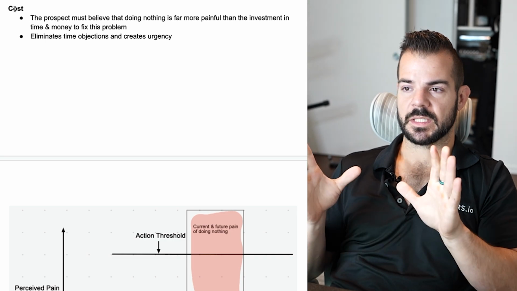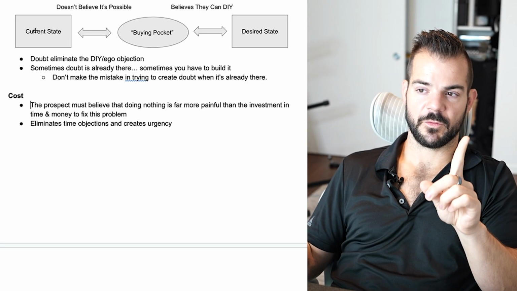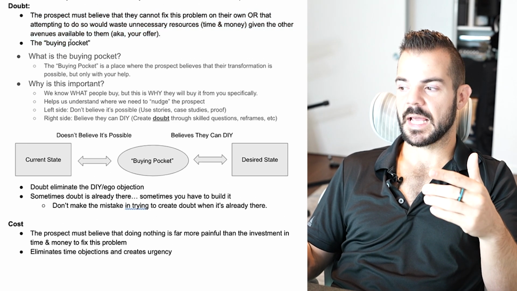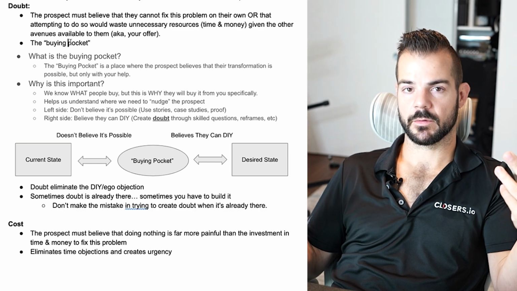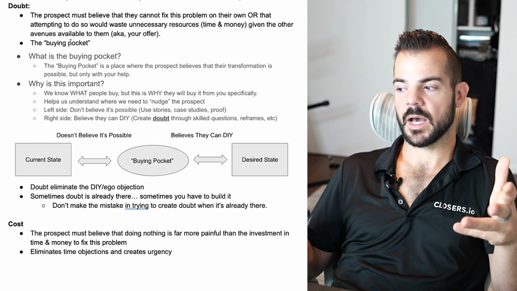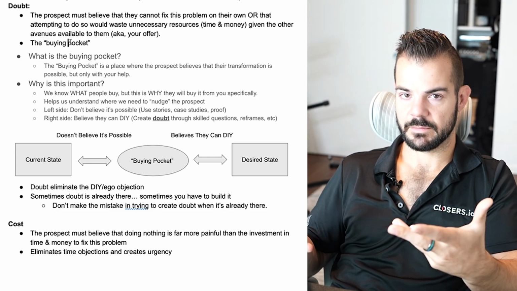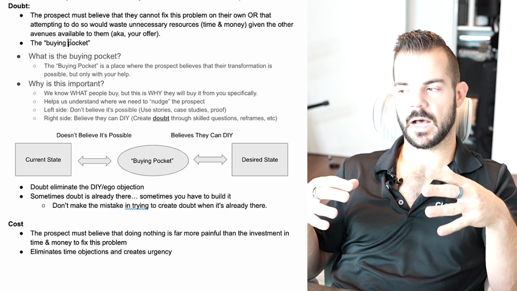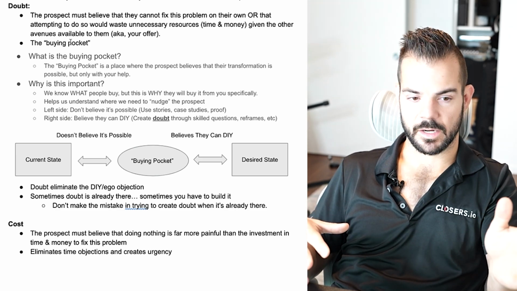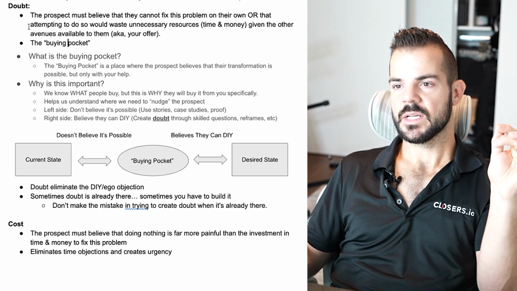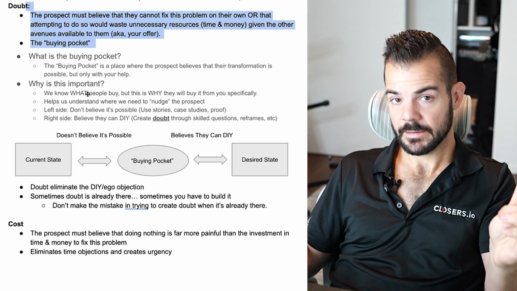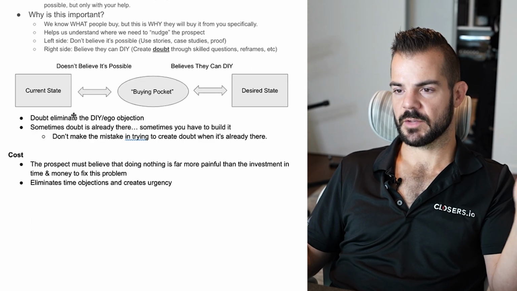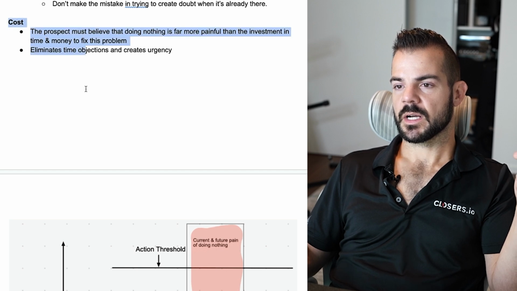So the prospect must believe that doing nothing, actually, before we move on from doubt, one quick thing I want to say is sometimes this is built in. Like if I need a CRM software, I'm not going to build that myself. You see what I mean? Like Hyros does ad attribution. Most likely the doubt's already there. Like, I don't need to build that myself. So sometimes this is already built in, okay? But when you work with coaching offers, for instance, more intangible stuff, it's very important. Okay, moving on. So cost.